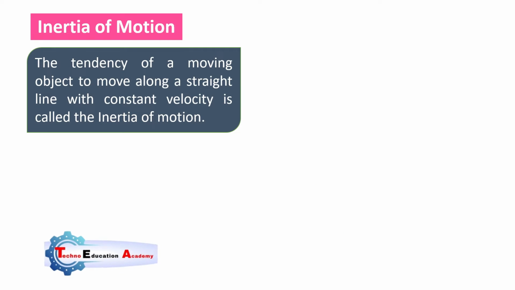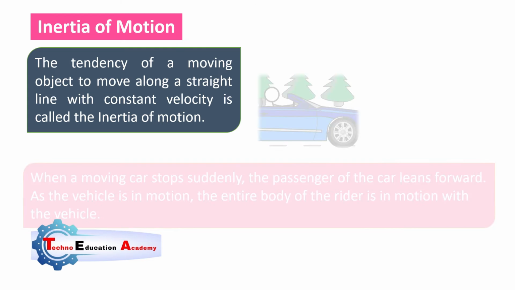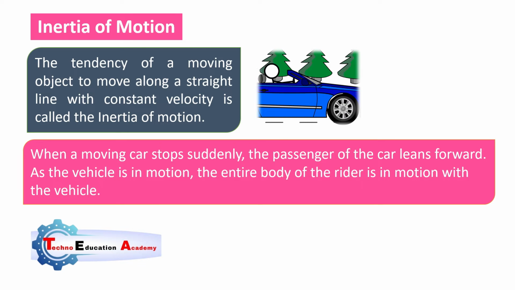Okay. The next one is inertia of motion. It is the tendency of a moving object to move along a straight line with constant velocity. This is called inertia of motion. Let us try to understand the concept of inertia of motion.